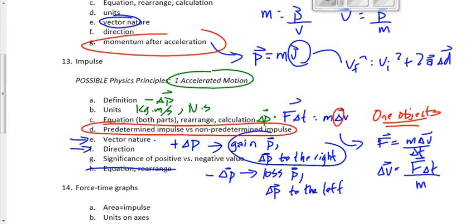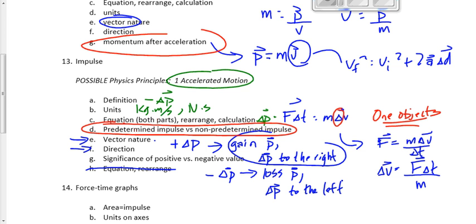Predetermined impulse versus non-predetermined impulse. This is the whole qualitative nature of impulse. Remember we talked about, these are my words, predetermined, non-predetermined impulse. But in the end, what they mean is that in any situation, we either know what the impulse is going to be, or we don't know what the impulse is going to be.